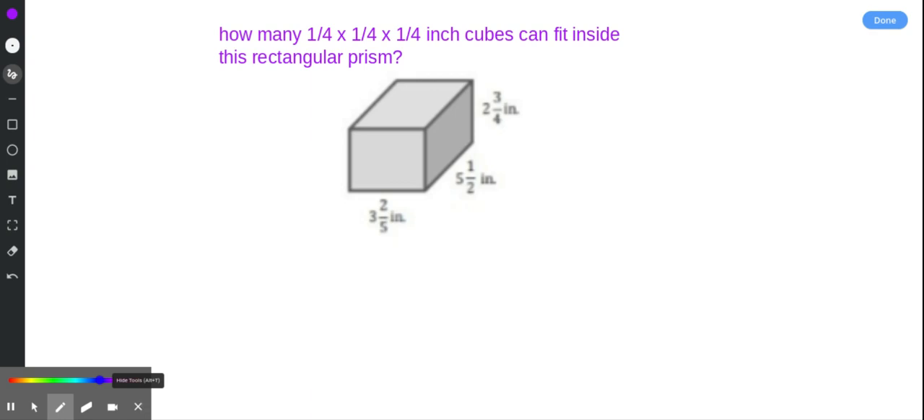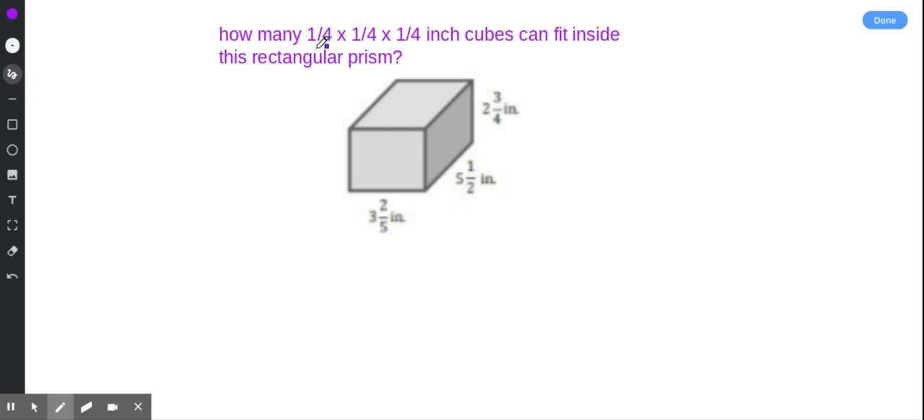Here's another example of fitting different sized cubes into the rectangular prism. This time I'm going to use 1/4 by 1/4 by 1/4 inch cubes instead of the half that I did in the last problem. So same type of problem. If I were to fit 1-inch cubes across, I could fit 3 2/5 of them in here, but I'm not.